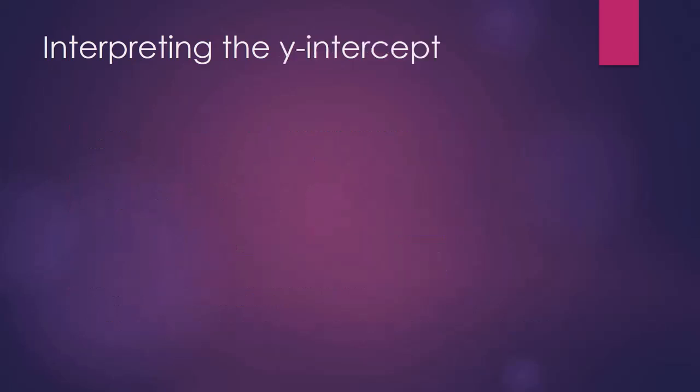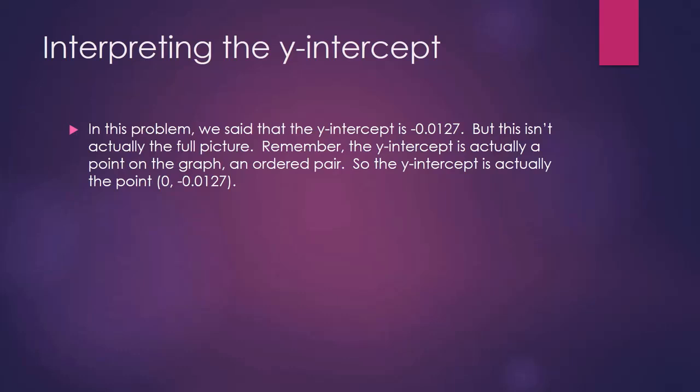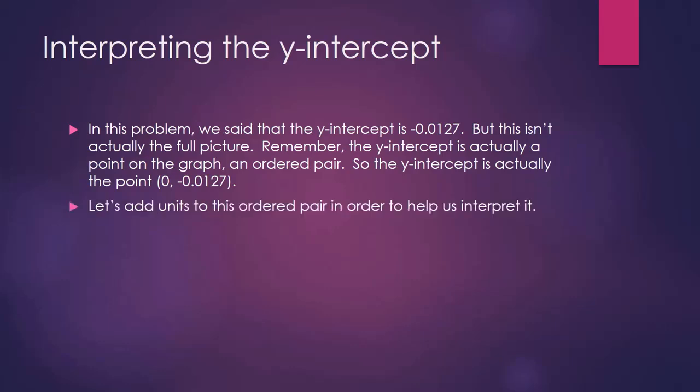Now let's interpret the y-intercept. In this problem, we said that the y-intercept is negative 0.0127. But this isn't actually the full picture. Remember, the y-intercept is actually a point on the graph. It's an ordered pair. So the y-intercept is actually the point 0, comma, negative 0.0127. Let's add units to this ordered pair in order to help us begin to interpret it.